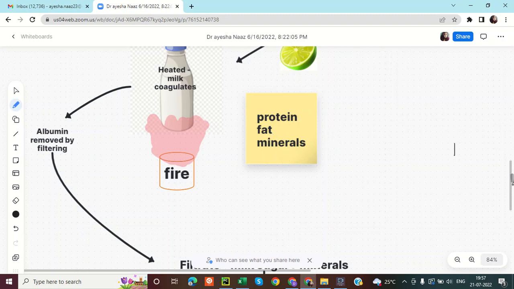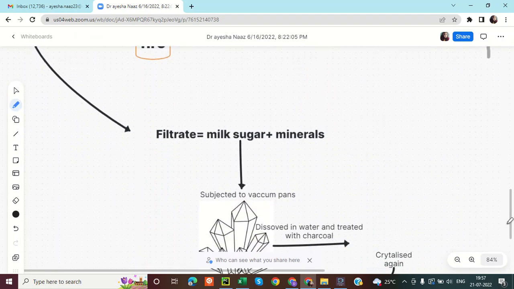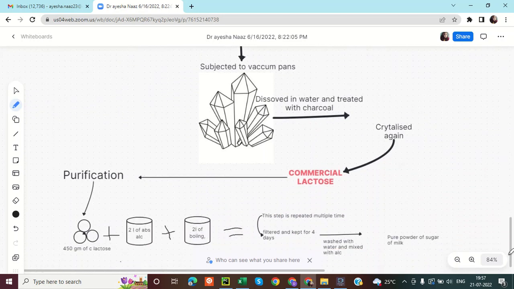Now the milk we have is devoid of protein, fat, as well as mineral. Now we have to make it into a crystallized form. So this portion is subjected to vacuum pans. After this, it is dissolved in water and treated with charcoal to dry it. When you do that, you will get a crystallized, powder form of thing, which is known as commercial lactose. This is known as commercial lactose because it has a lot of impurities. It is not pure enough to be used in homeopathy, so it is subjected to purification.